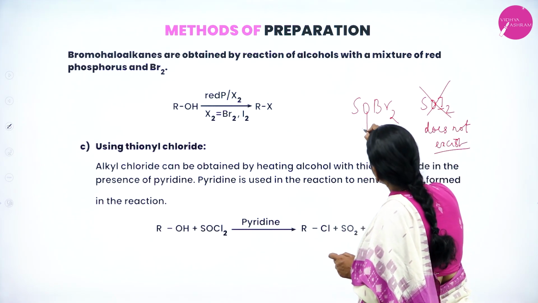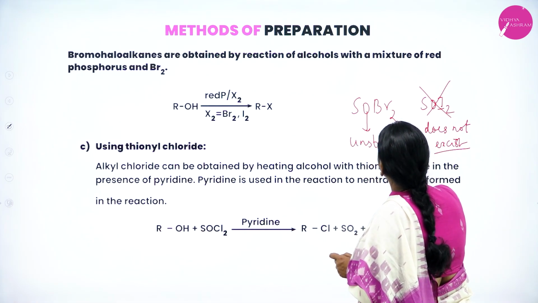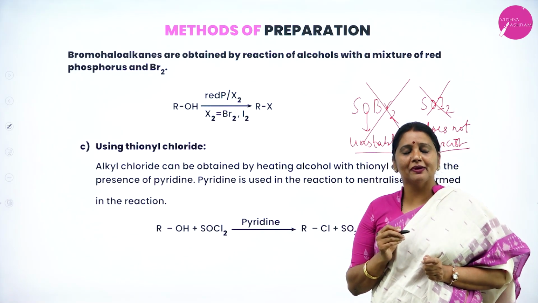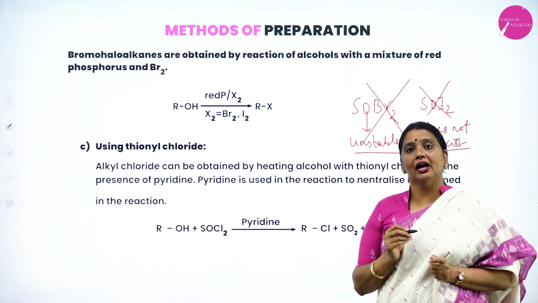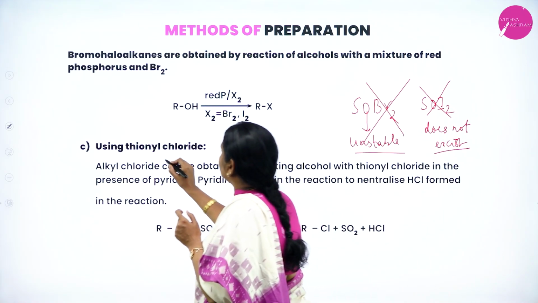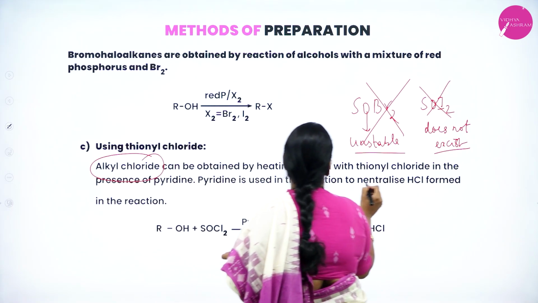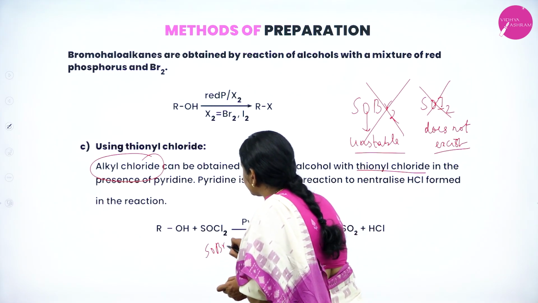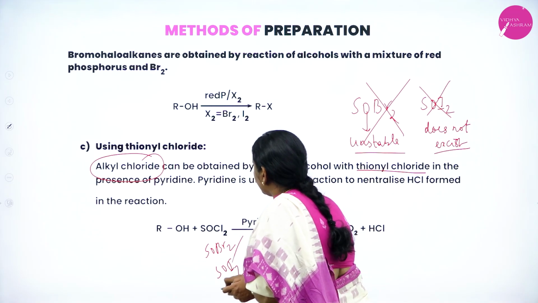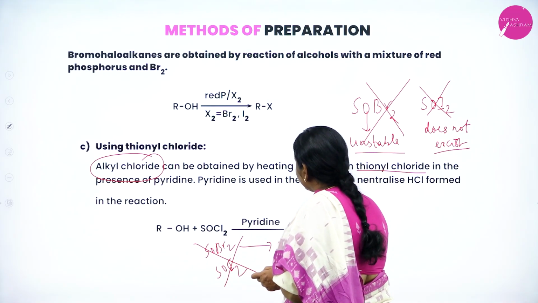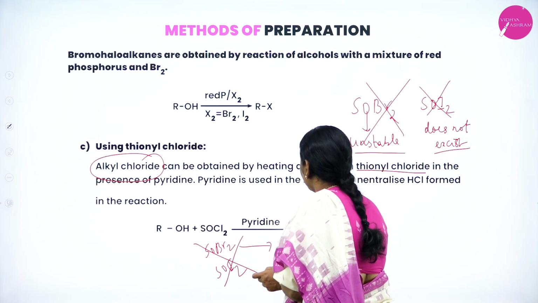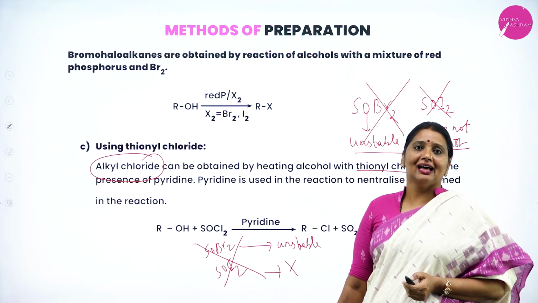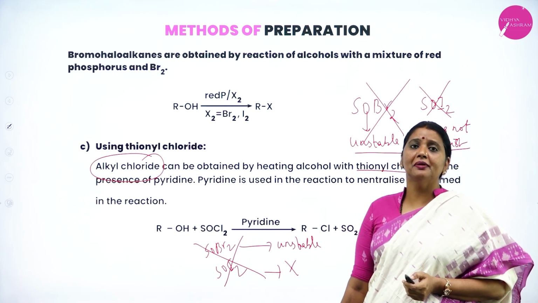It does not exist. Thionyl bromide, although it exists, is unstable. Therefore, alkyl bromides and alkyl iodides cannot be prepared from thionyl bromide and thionyl iodide. Only alkyl chloride can be prepared by using thionyl chloride. Therefore, here we can't use thionyl bromide as well as what? Thionyl iodide cannot be used. Why? Thionyl bromide is unstable and thionyl iodide does not exist. So, this is the preparation of alkyl halides starting from alcohol. Okay.